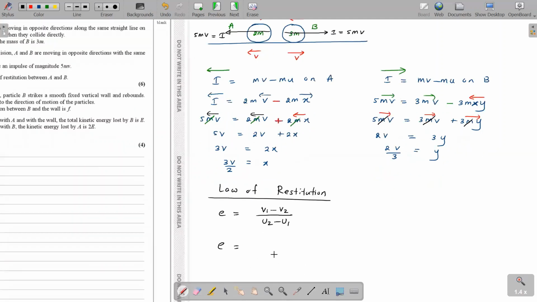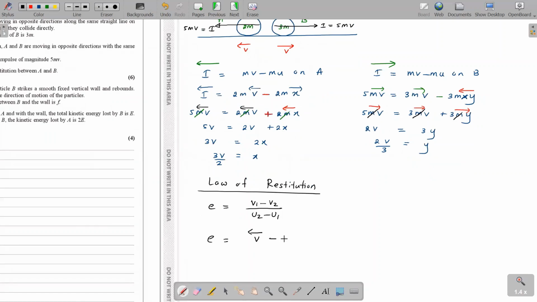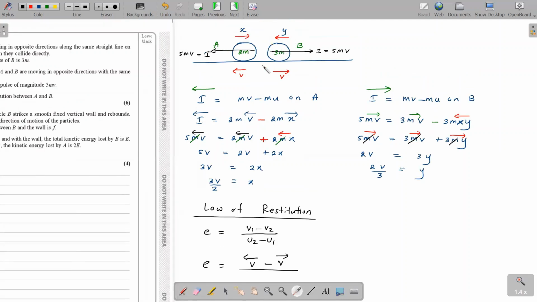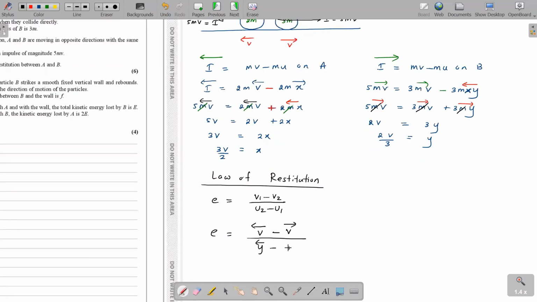So e equals v1 minus v2. I'll say this is v1, v2, so obviously this should be u1, u2. Okay, u1 is x, u2 is y, v1 is v, v2 is also v. So here v1 minus v2 is also v. The directions are on two different sides. Divide by u2. Who is u2? u2 is y, minus u1. u1 is x, which goes forward. You have to convert everything to one particular direction. So I'll choose going to the right as positive.